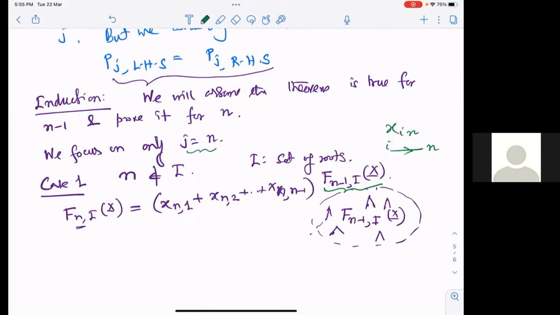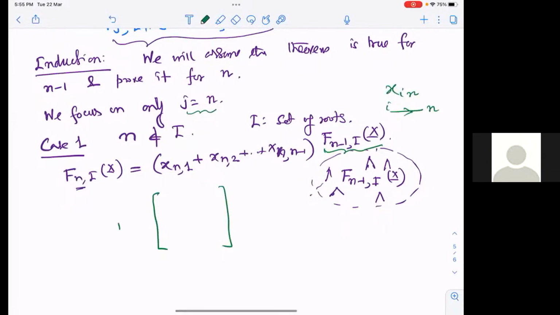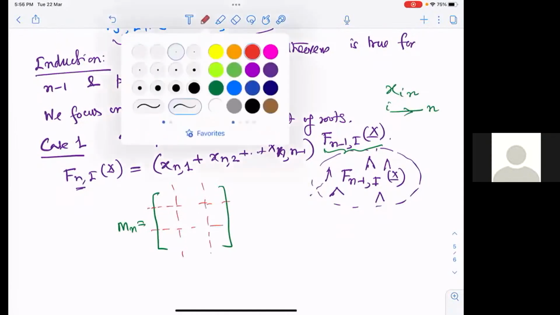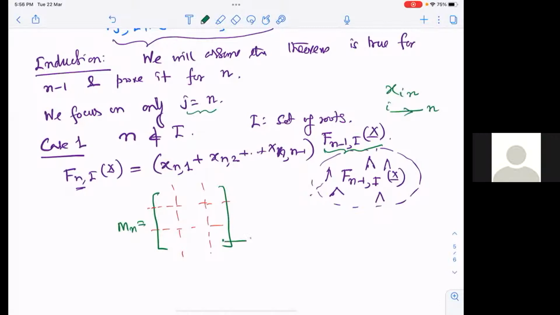And now look at the right hand side. So on the right hand side, what will be the case? I have this very nice matrix Mn, and n does not belong to I. So basically that means I don't delete this nth row and nth column. So my I set is somewhere here. In particular, I have this point intact: xn1 plus xn2 plus up to xn n minus 1. And these rows are also intact.